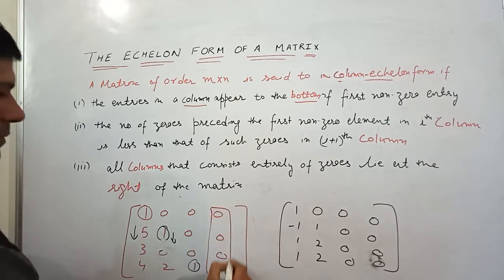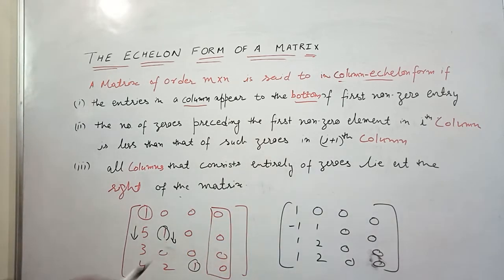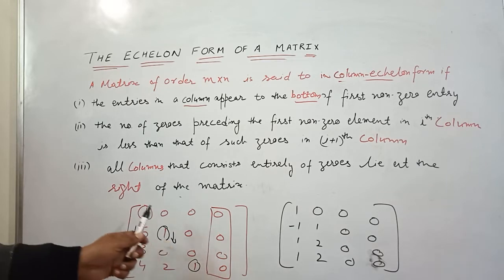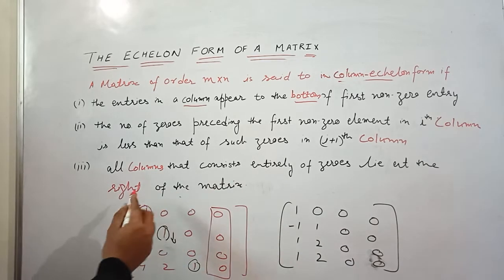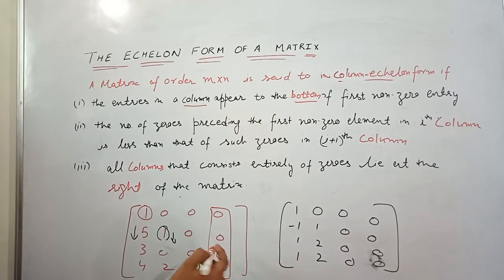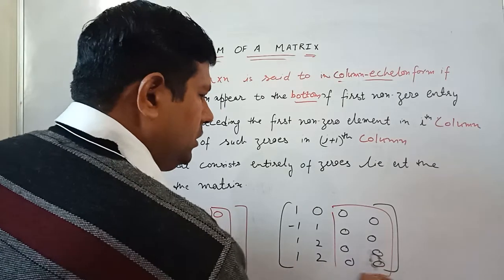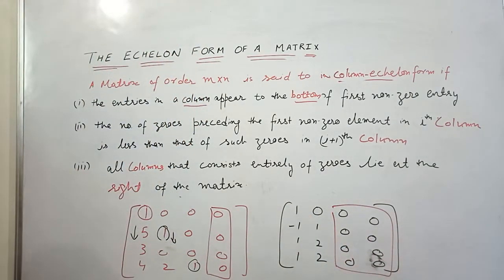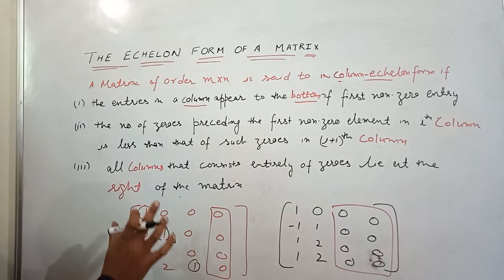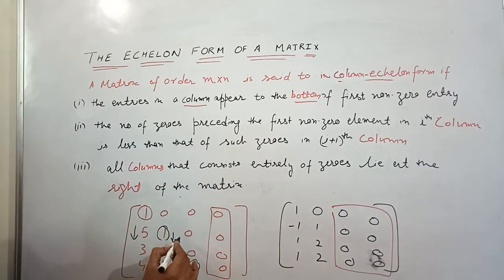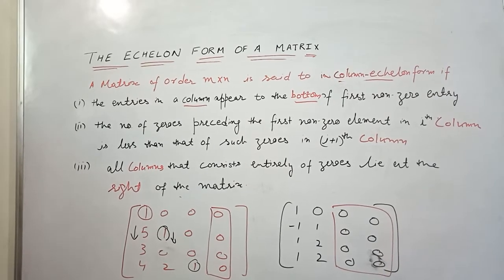So this is the third point, all the zeros. All the zeros appear to the right if the column consists of all zeros. So these are all zeros, and these are to the right. And this column matrix is a lower triangular matrix. You can see from here this is a lower triangular matrix.